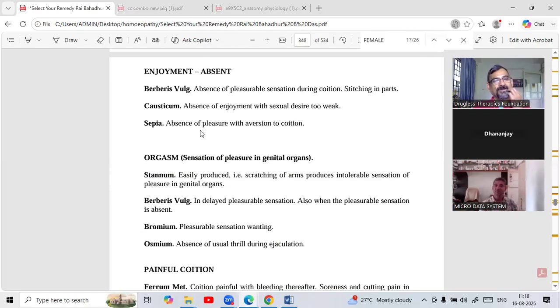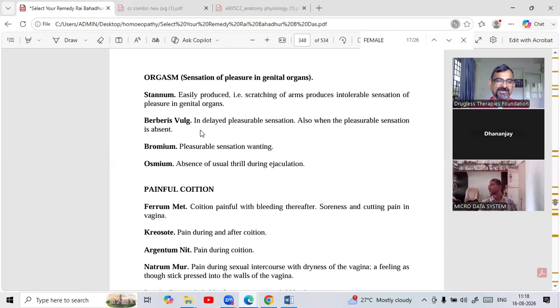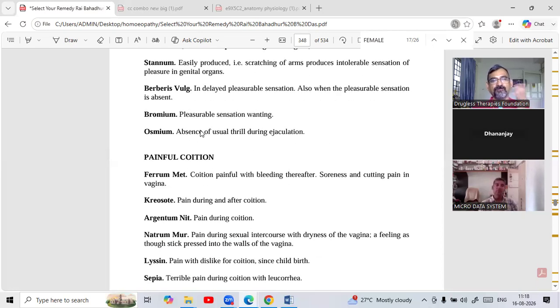So you can go through all this. No need to explain simple things. You can go through. Painful intercourse is there. In such cases, one of the most important remedies is creosotum.